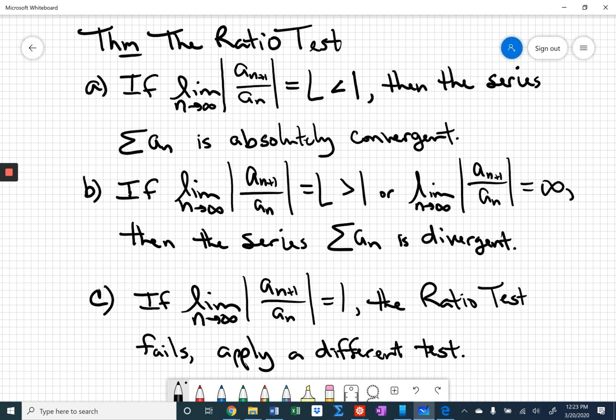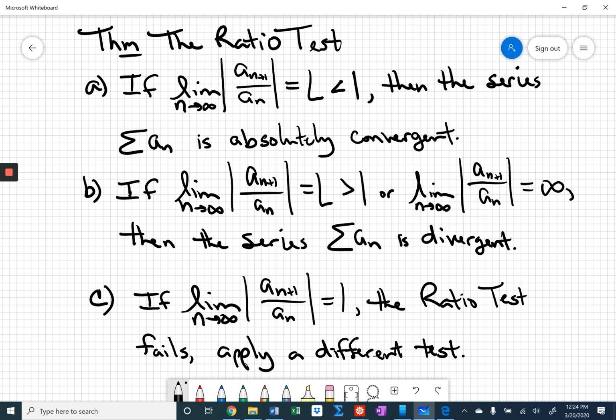And then lastly, in part C here, if that limit equals 1, the ratio test fails, and we have to apply a different test. So there are some very useful times we're going to use this. It becomes especially useful when we have factorials involved, and you'll see that in some of the examples we will do in a minute. But nonetheless, we're going to be using this one a lot when we get into the next section, when we start talking about power series, and we want to know when power series converge. And so the ratio test is going to be our primary tool for doing that.